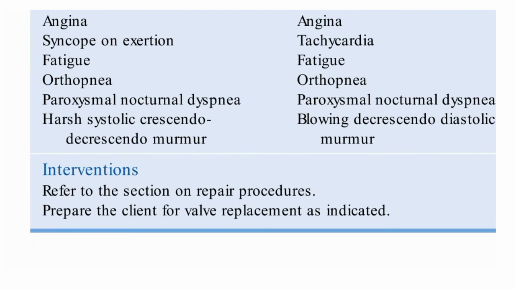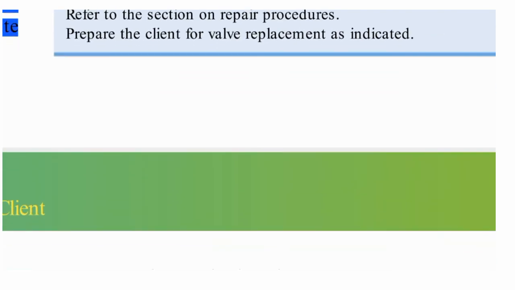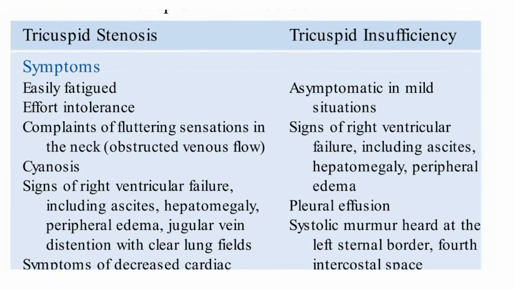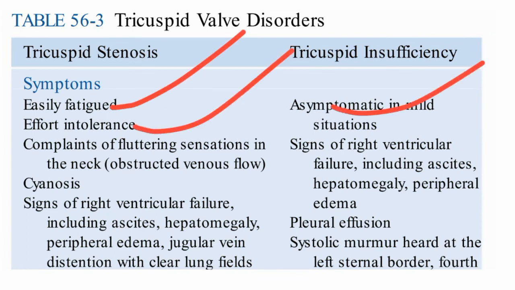So what are the interventions? Refer to the sections; we have already told the interventions. Tricuspid stenosis is the same. Easy fatigue will be there, asymptomatic in mild situations, effort intolerance, complaint of fluttering, and obstruction of venous flow.